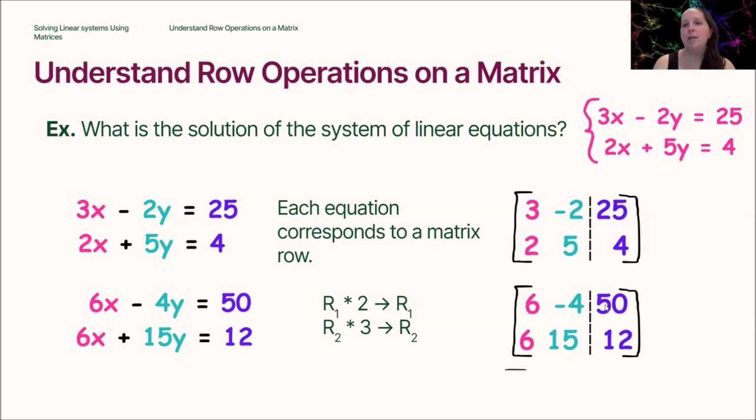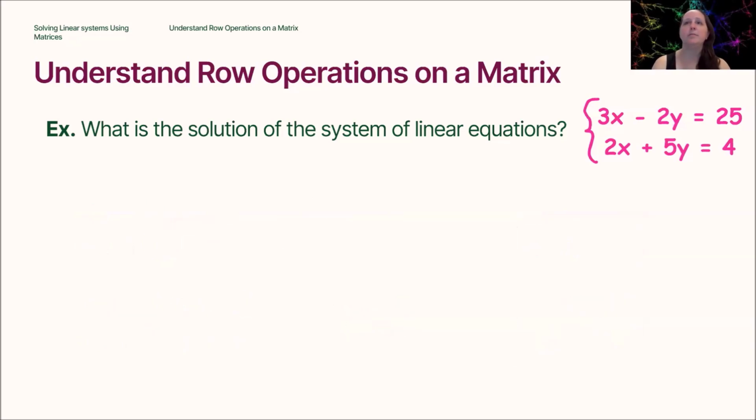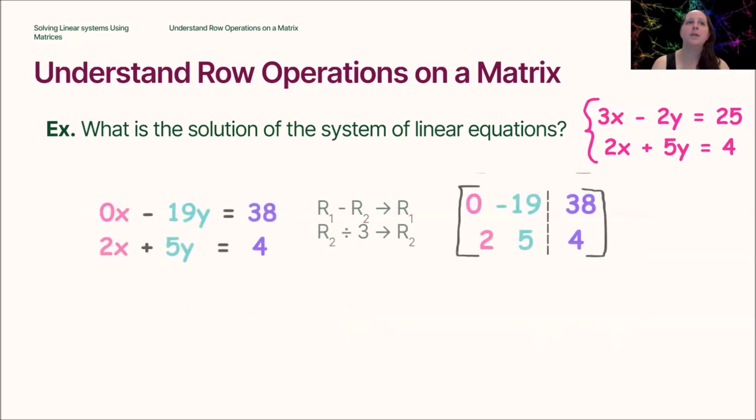What I'm trying to do is notice that I have two 6s here. So when I go to add or subtract rows, I can now eliminate one of my variables. That's the whole goal. You're trying to eliminate a variable. In this case, I'm subtracting row 1 minus row 2, and I'm going to put it into row 1. 6 minus 6 equals 0. I got negative 19 and then 38. My second row stayed the same. It's still 2, 5, and 4.